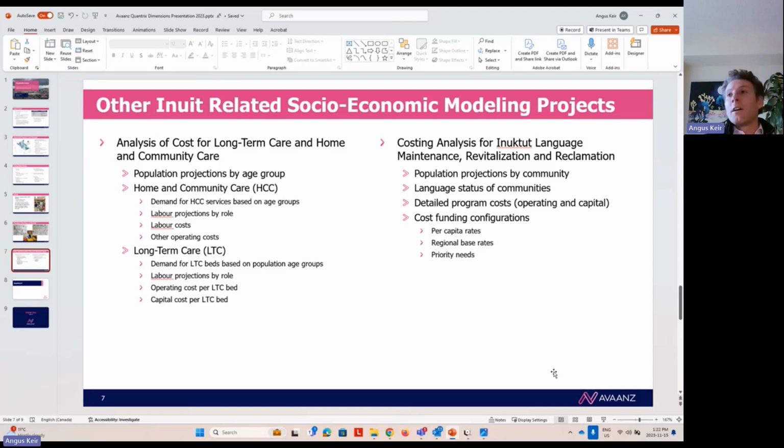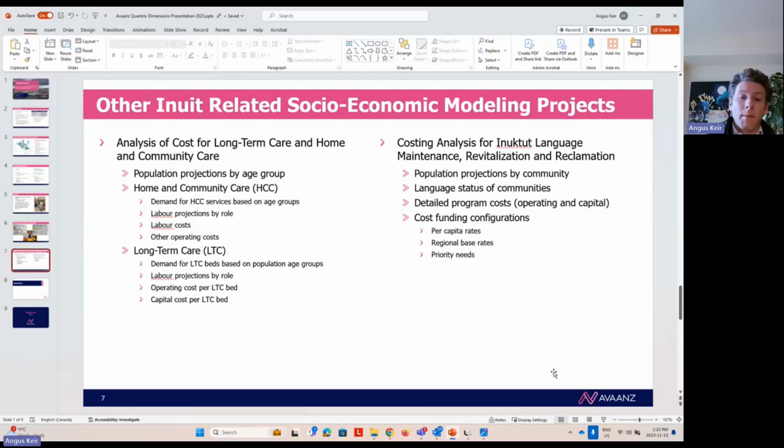From there, we have different costing configurations. We used a per capita rate, and regional base rates, as those 4 regions would have different funding amounts. Then priority needs: in which communities is Inuktitut really diminished, with less than 25% of the population speaking it? Where would a maintenance program be sufficient, with greater than 50% of the population speaking Inuktitut? Where would revitalization be required, with between 50 and 25% of the population using Inuktitut and on the decline?